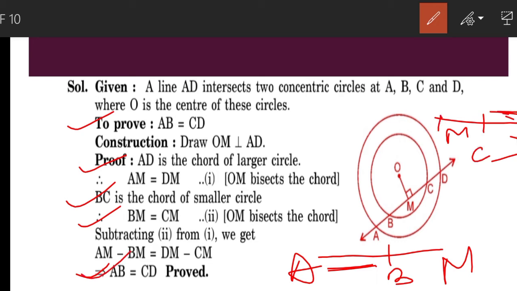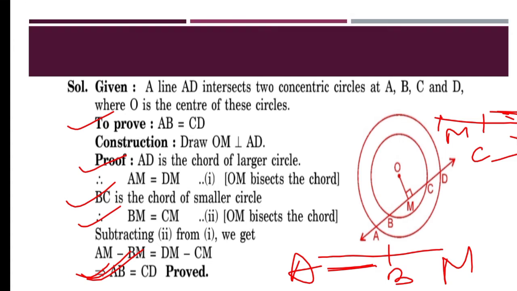So we have AB is equal to CD, proved using the theorem that the line joining from the center of the circle bisects the chord. Using this theorem, we have proved AB is equal to CD.